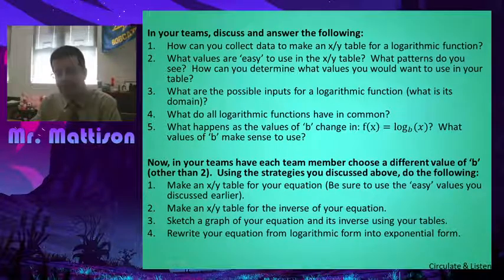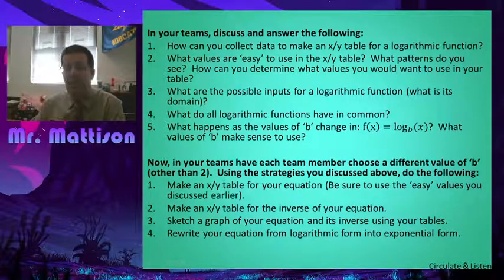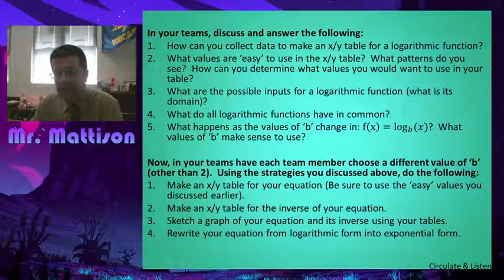So once you have that, you're then going to make an XY table for it, and you're only going to want to use the easy values there. So those are the ones which we did the last time, which gave you nice, pretty non-decimals, so you didn't have to do any of that guess and check. So think about what kind of values of X would give you those particular easy, pretty things to plug in. Then, once you have that made, and I'd say pick like 6 or 7 different points to have there.